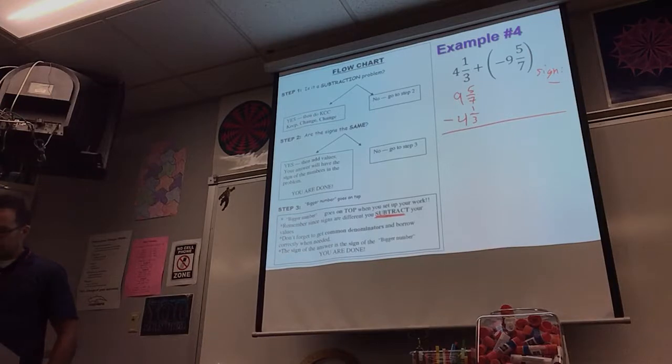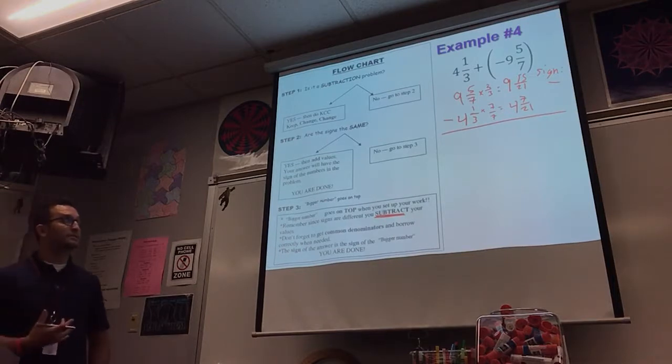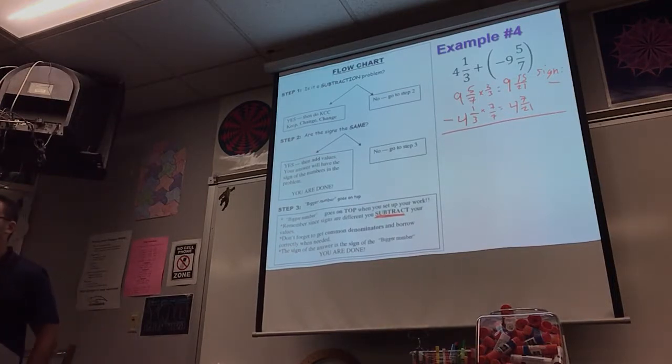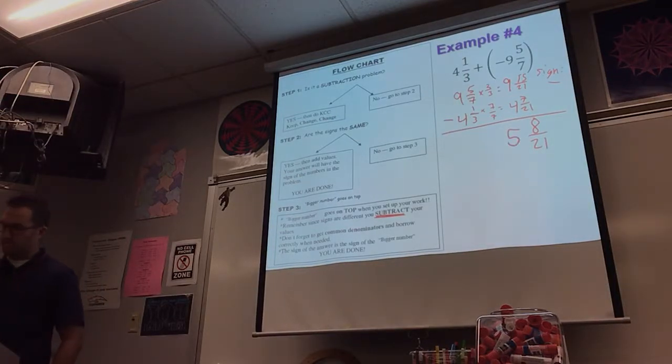Now we need to get common denominators. 21 is our common denominator, so we need to multiply the top fraction by 3/3, and the bottom one by 7/7. And we get 9 and 15/21sts, and 4 and 7/21sts. Now we're subtracting, so 15 minus 7 is, say it out loud, 8/21sts. 9 minus 4 is 5.